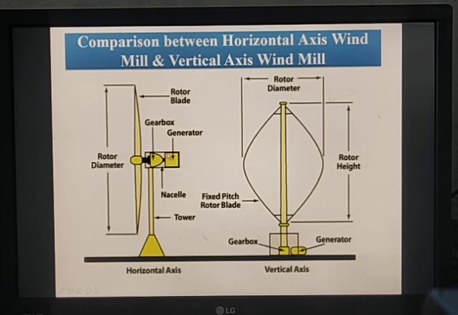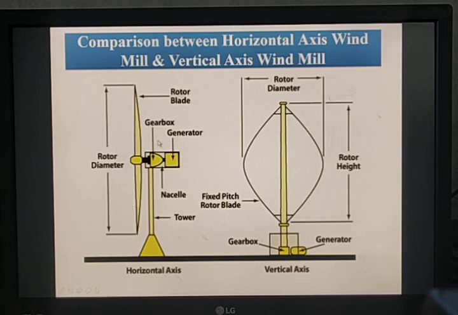In horizontal axis windmill, rotating speed is high. In vertical axis windmill, the rotating speed is low. In horizontal axis windmill, effect on birds is greater, but in vertical axis windmill, effect on birds is lower. That is, here the structure is short, the bird hitting is very less compared to the horizontal axis windmill.